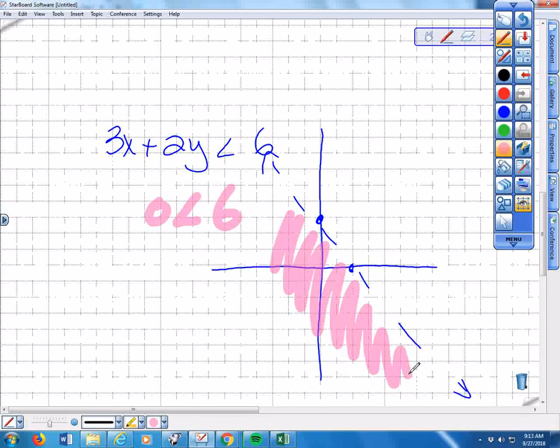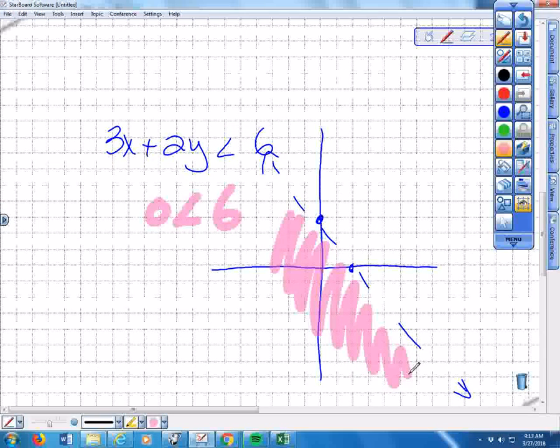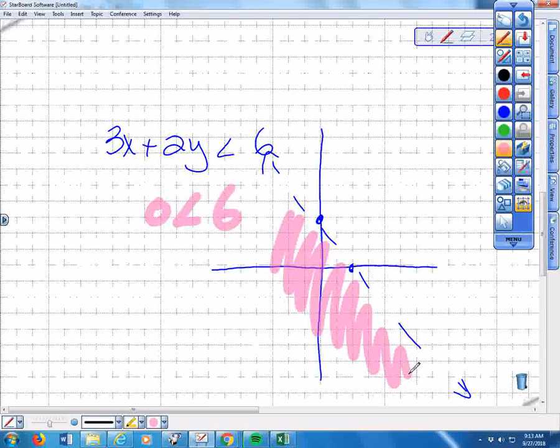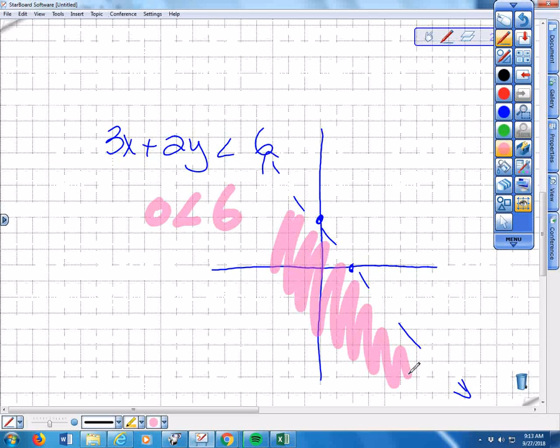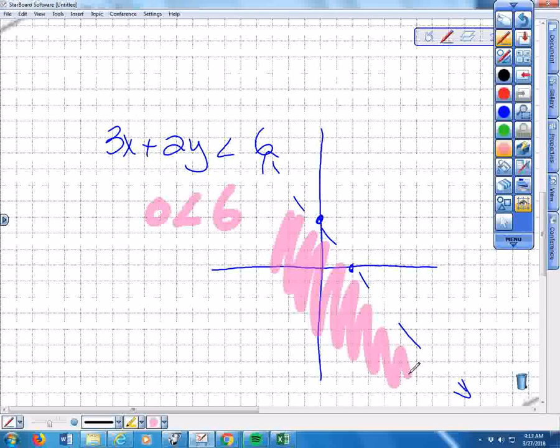Make sense? It's really not hard. You just have to remember 2 more things. Graph the line like you know how to graph now, but remember whether you make it dashed or solid and where to shade.